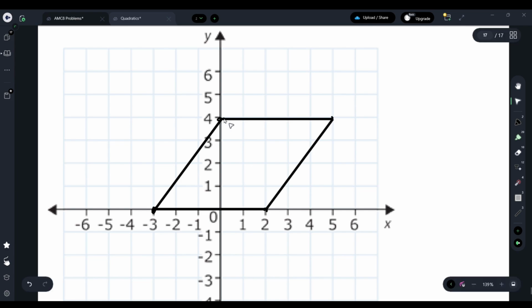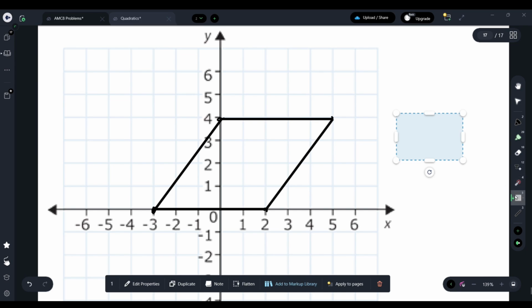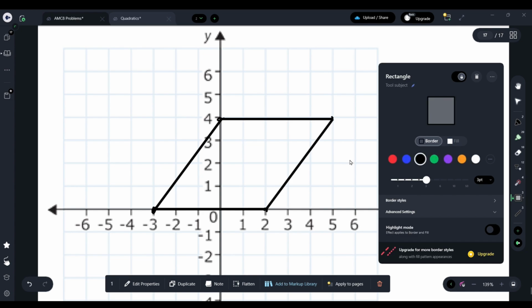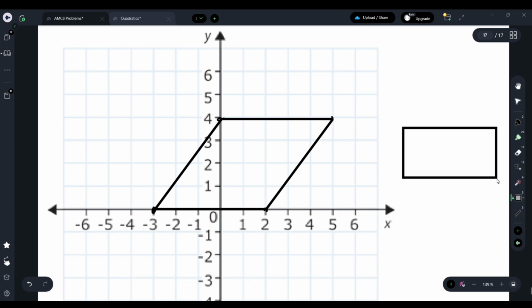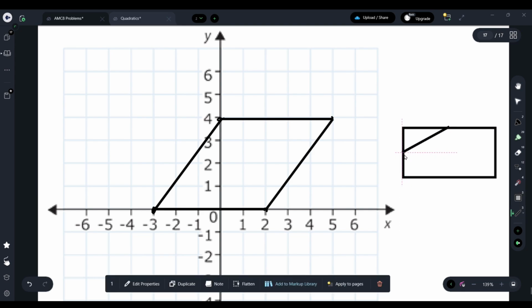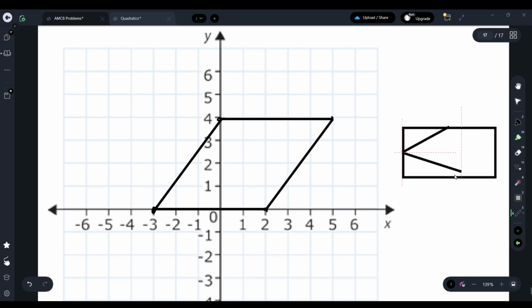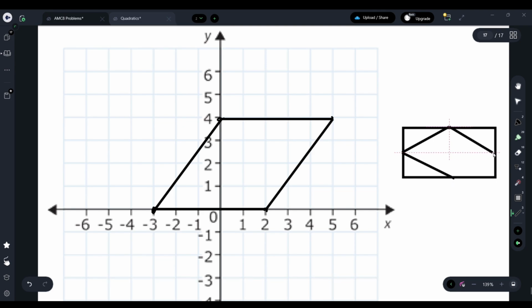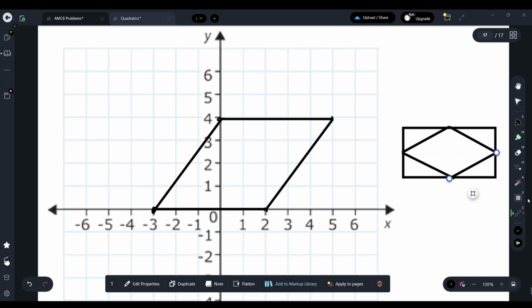If this is a midpoint of the side, well, we can imagine a rectangle. So we have a rectangle like right there, and the shape made by the midpoints would look something like this. So now that we notice it looks something like this, we can imagine in our minds how the rectangle would look. So let's draw the rectangle that's outside.